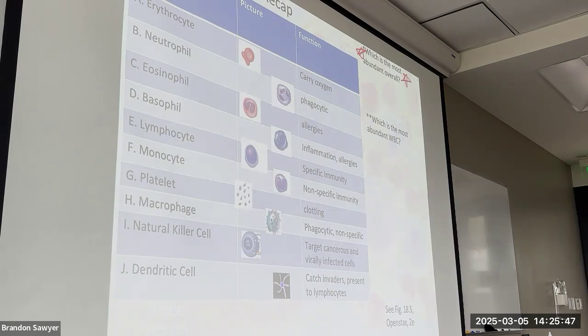So the most abundant overall, most of you put red blood cells, which is correct. Not even anything else in close comparison. So way, way, way more red blood cells than any other cell. And then neutrophils are the most abundant of the white blood cells. That's B.